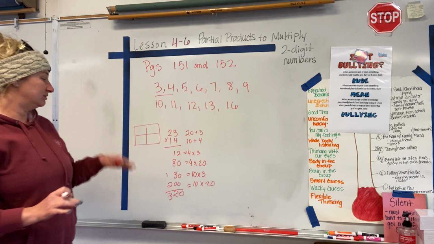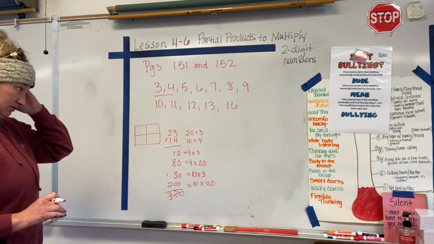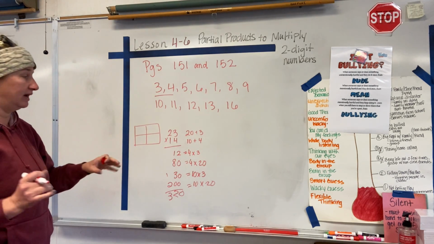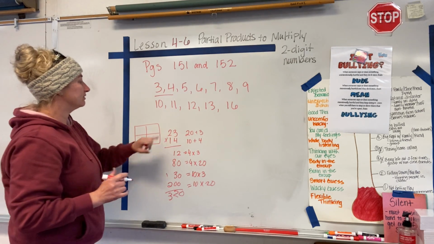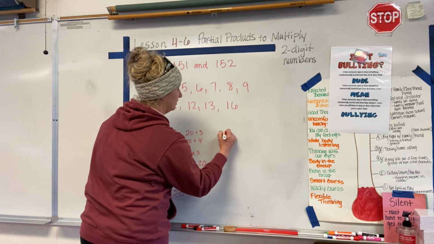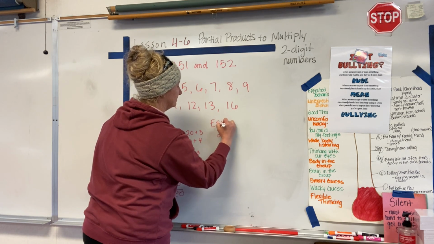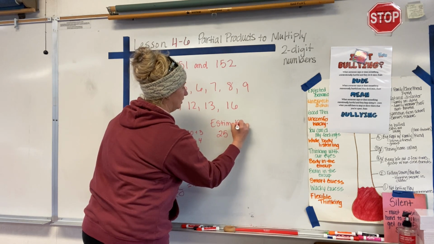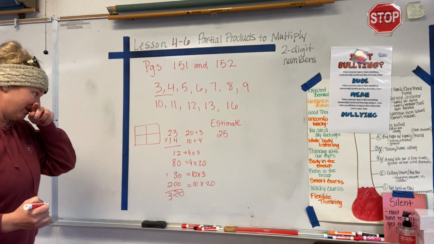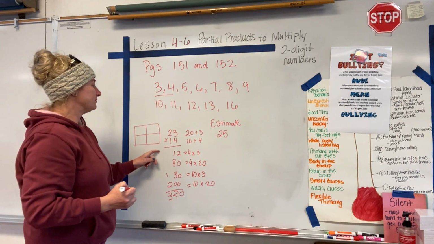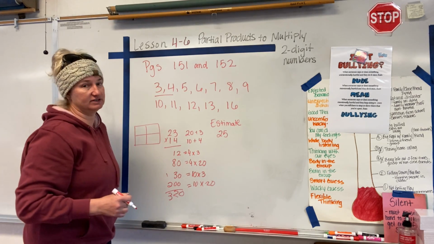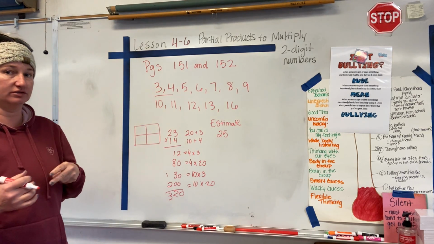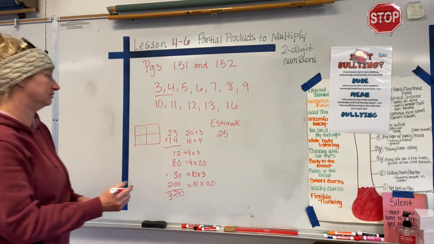You're going to need to estimate to check and see if your answer is correct or close to the right answer. So I could say here 23 is close to 25. Okay, so this is our estimate. And 14 is close to 15. I'm just going to do compensation. I'm not going to round. I'm going to do close to, so I can get as close to the real answer as possible.